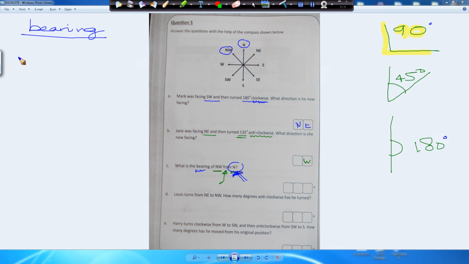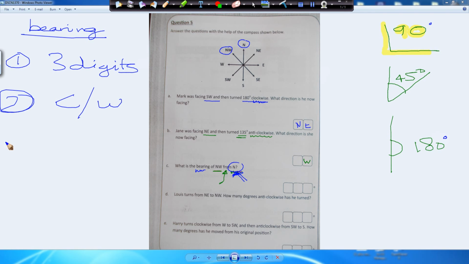Okay, bearings, number one. Bearings are always given in how many digits? 3 digits. Regardless of what your angle is, you must give your answer using 3 digits. I'll explain that in a second. Number 2. Bearings are always given in which direction? Clockwise. Always clockwise direction.